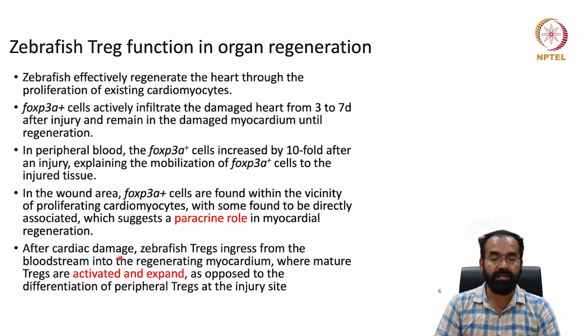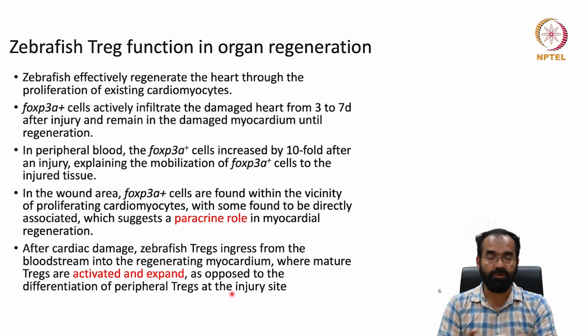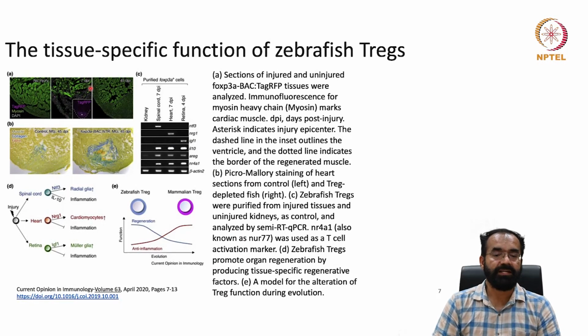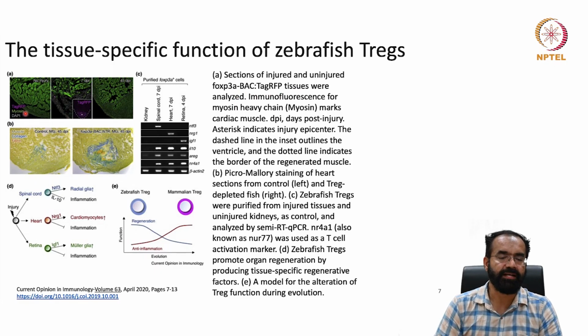After cardiac damage, zebrafish Tregs ingress from the bloodstream into the regenerating myocardium, where the mature Tregs are activated and expand, as opposed to the differentiation of the peripheral Tregs at the injury site. They migrate from the bloodstream and expand in number. This is what usually happens. So in this picture, you can see the tissue-specific function of zebrafish Tregs. These are sections of injured and uninjured FOXP3A back tag RFP tissue. This is a transgenic line used for detecting the Treg cells physically. You can see no injury and, after injury, cardiac injury.